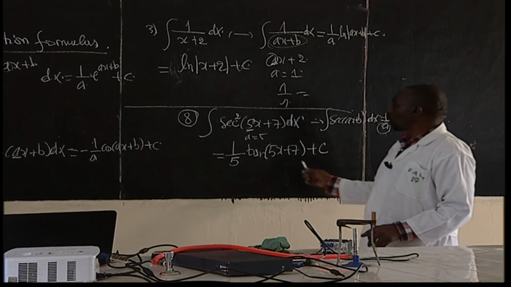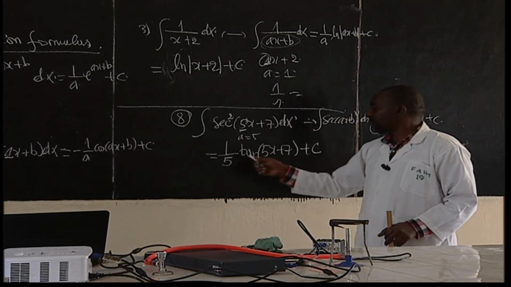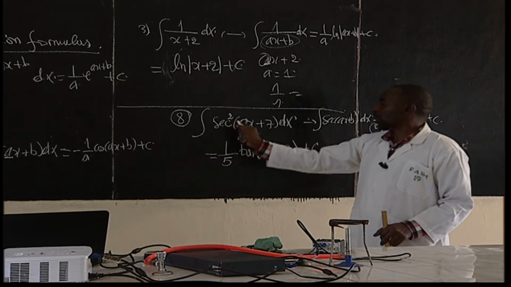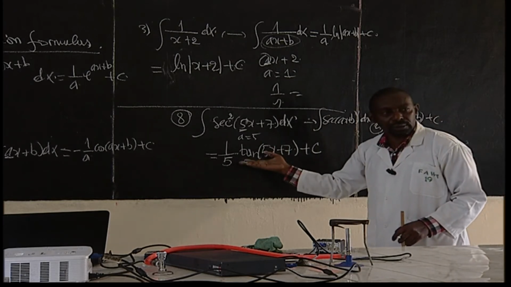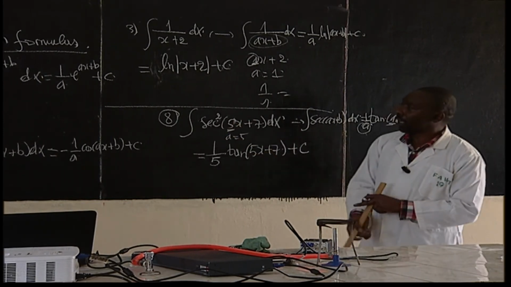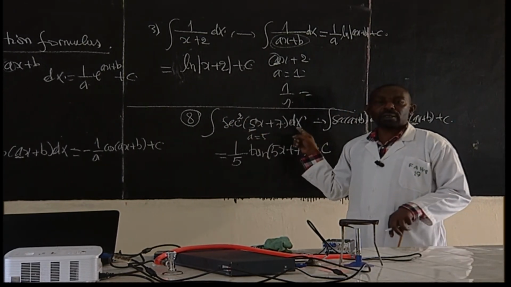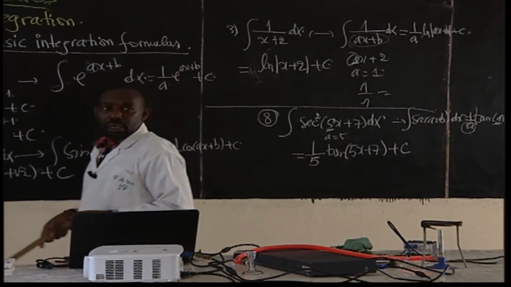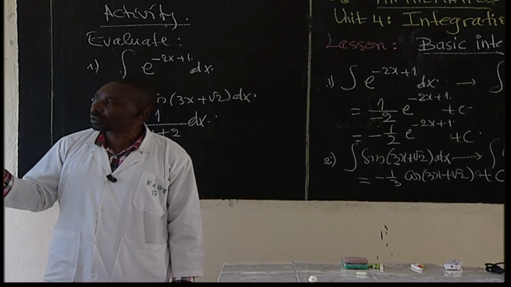I'm very sure if you differentiate this function, 1 over 5 tan(5x plus 7) plus c, you will get sec squared of 5x plus 7. It means if you want to prove your result, take your primitive, differentiate it, you will get the integrand, I mean this function, followed by dx, right? Very nice. Let us have another example, another formula if you want.